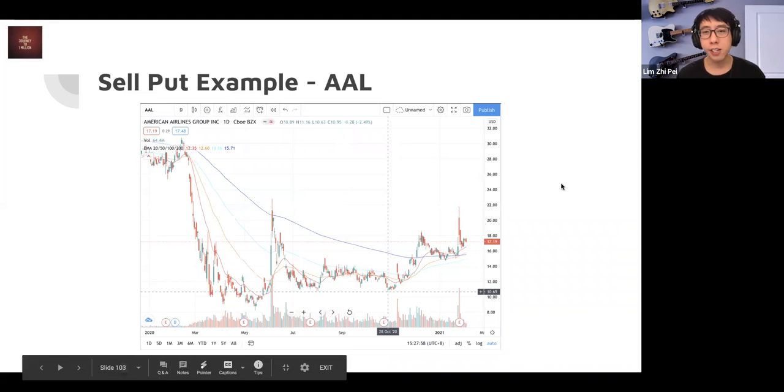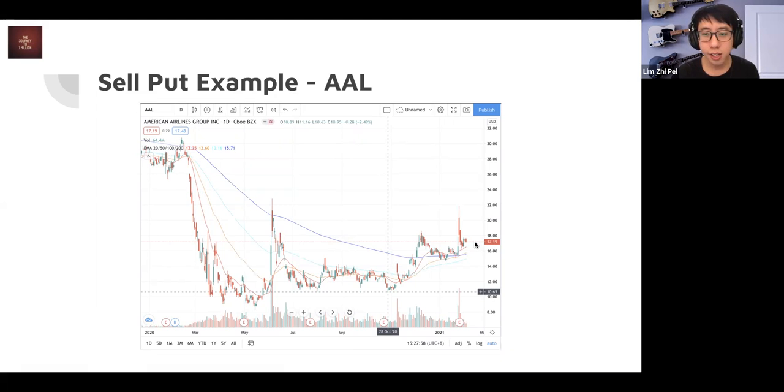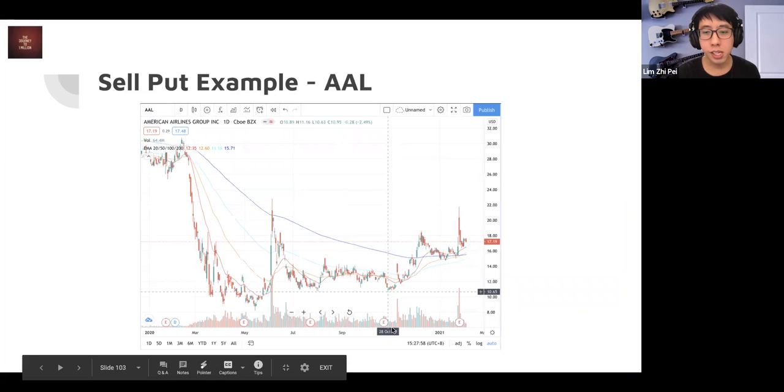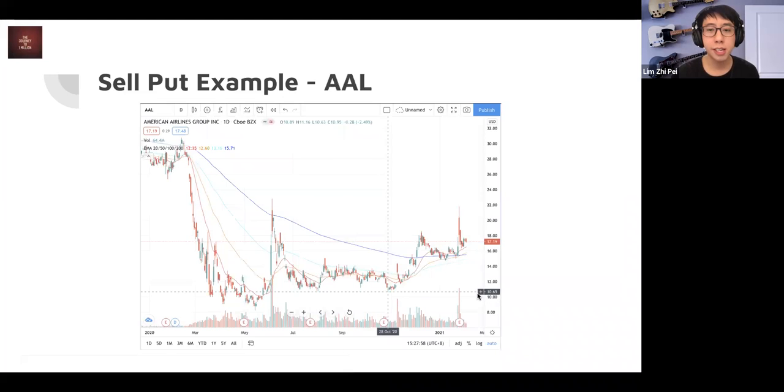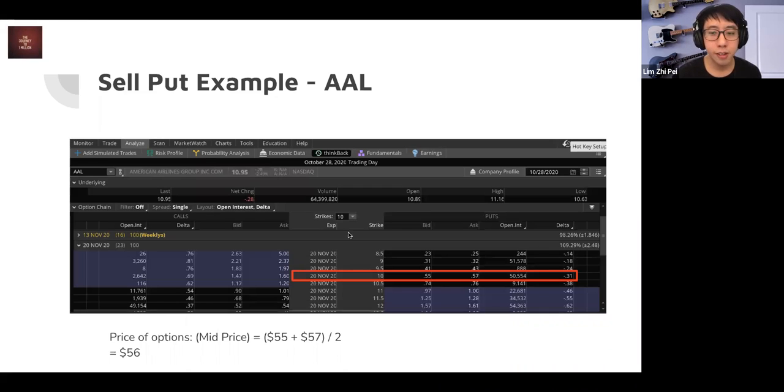Another example I want to show is AAL, which is American Airlines. In this case, when it was October 28, the stock price is actually $10.65, which is at a very strong horizontal support. So that is also a very good time to sell a put for this stock. So I'm actually looking at strike price 10 because, as I mentioned, it is a very strong horizontal support. And look at the open interest, it is very high. That means that a lot of people are trading it. So your chances of getting your orders filled is very high also.